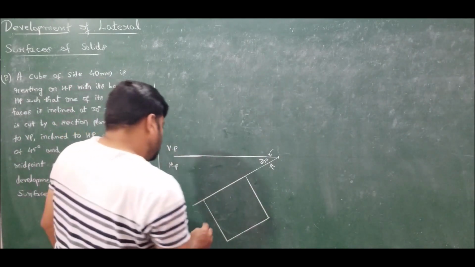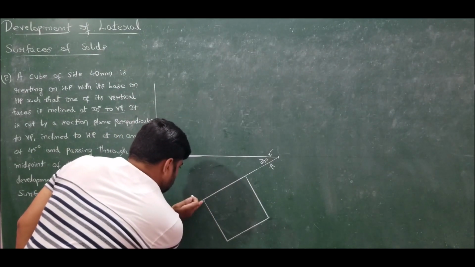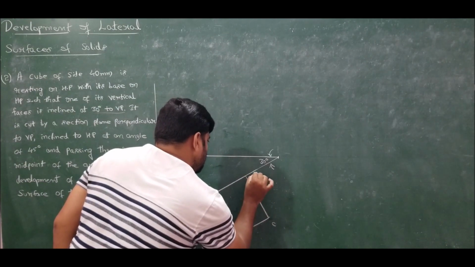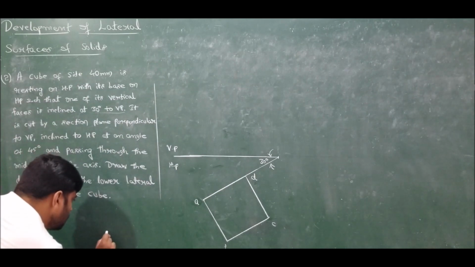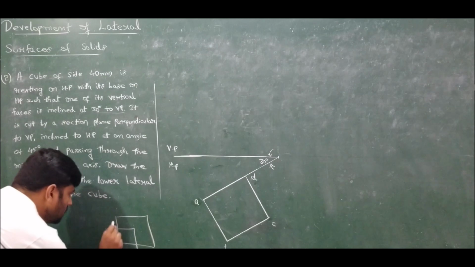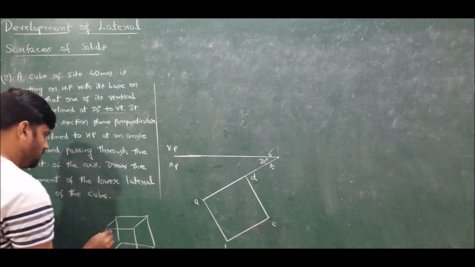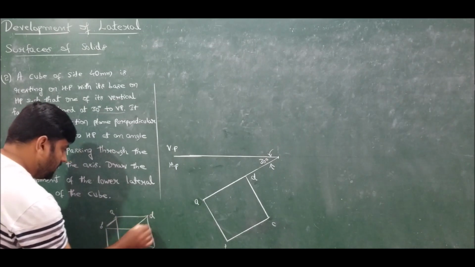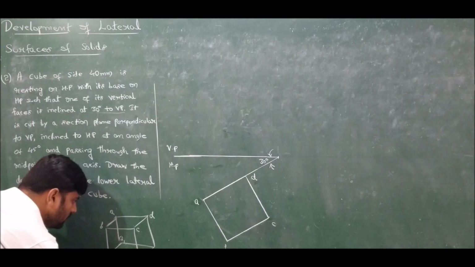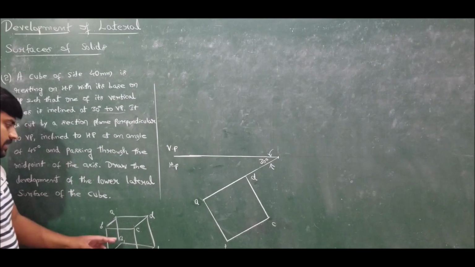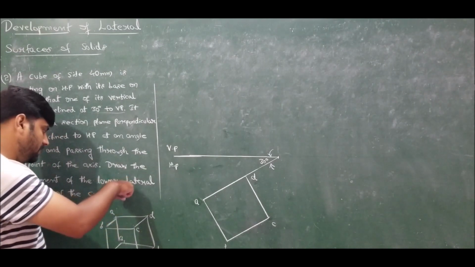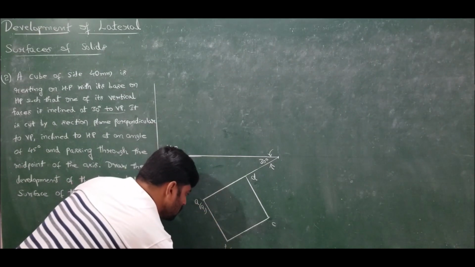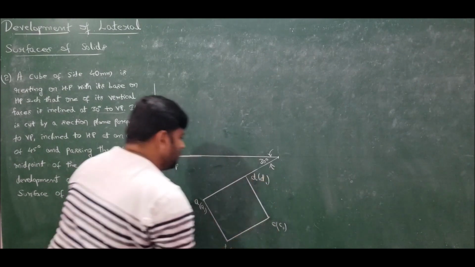Now I will take this as corner A, this is corner B, this is corner C, and this is corner D. That is, we have a hexahedron or a cube like this. Let me take the top face as A, B, C and D, and the bottom face as A1, B1, C1, D1. Correct? So this is a cube, a hexahedron. Now for this hexahedron, in the top view I can see A, B, C, D, whereas A1, B1, C1, D1 will be invisible in the top view.